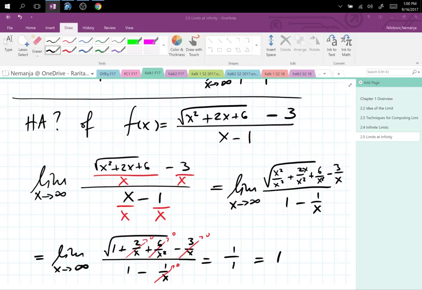If we have a horizontal asymptote, can we have a slant one at the same time? No. They are mutually exclusive. It's one or the other, never both. You can have neither, right? e to the x and ln x don't have a horizontal or slant asymptote. It's fine. A polynomial function doesn't have either one of those, right? So we're good.